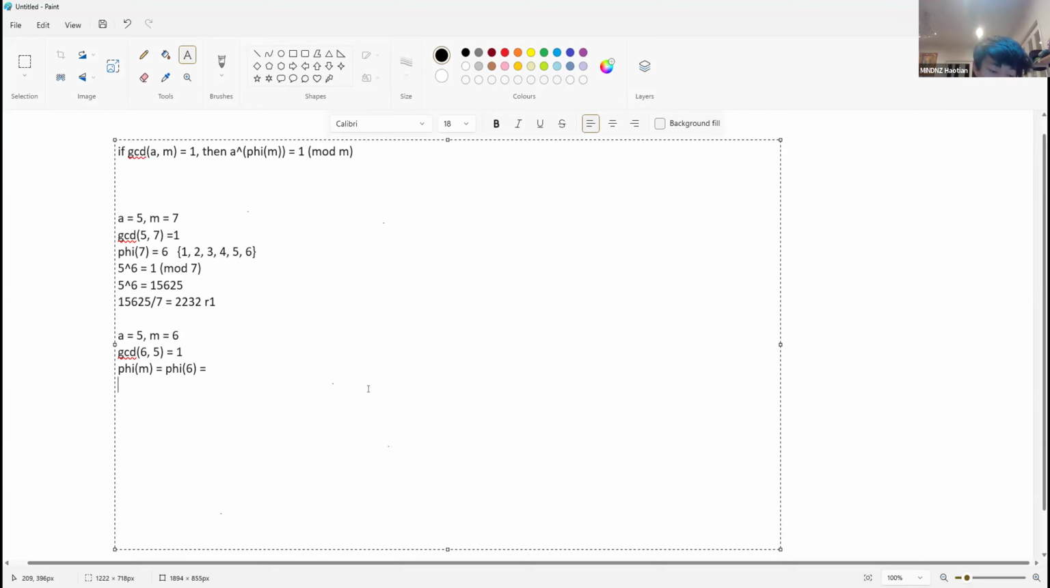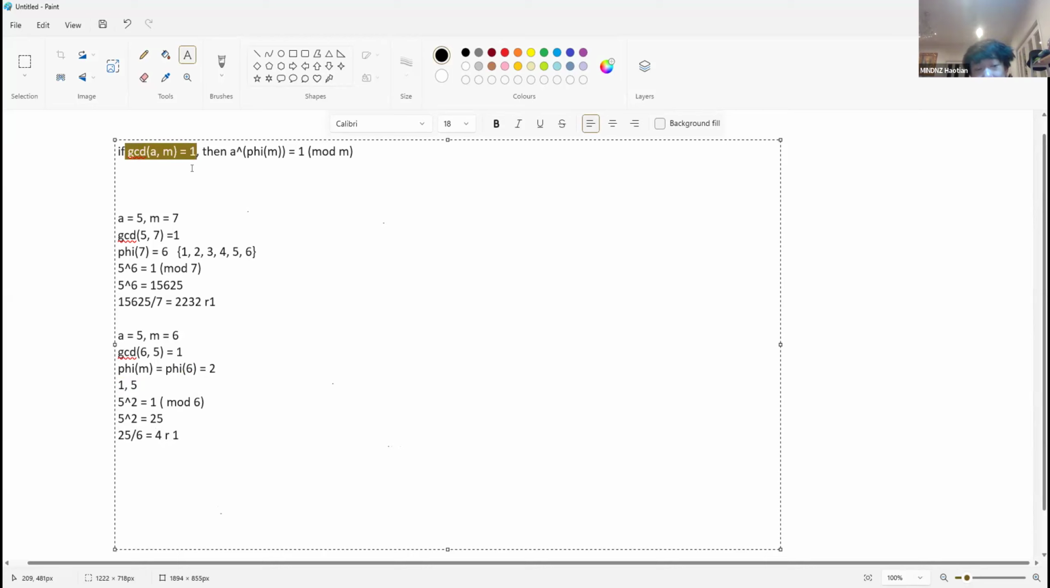If we consider the numbers less than 6, the GCD of 1 and 6 is 1, so it's good. But the GCD of 2 and 6 is 2, which is not 1. 3 and 6 is 3, which is not 1. 4 and 6 is 2, which is not 1. And 5 and 6? So phi of 6 is 2. So therefore, we got this, which is correct, because 5 squared is 25, and 25 mod 6 is equal to 1.